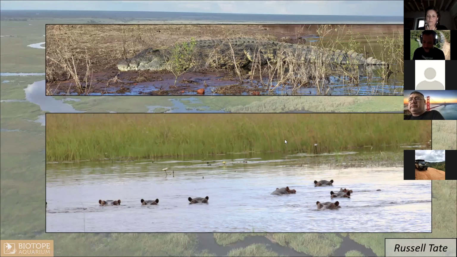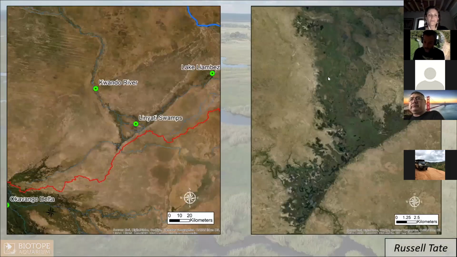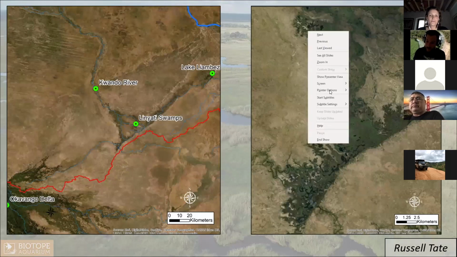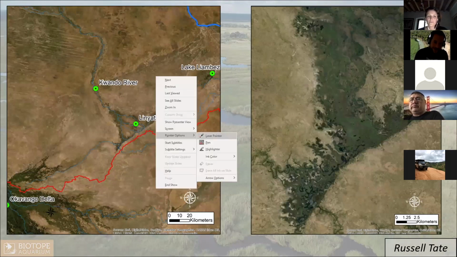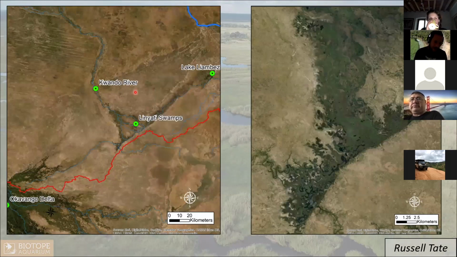There we go. So we stay out of the deeper water, and we focus on the smaller stuff. This is the area where we're going to be focusing now. I showed you some photographs of the Quando River. You can see that the river enters this big delta, and this is referred to as the Lignati Swamps.